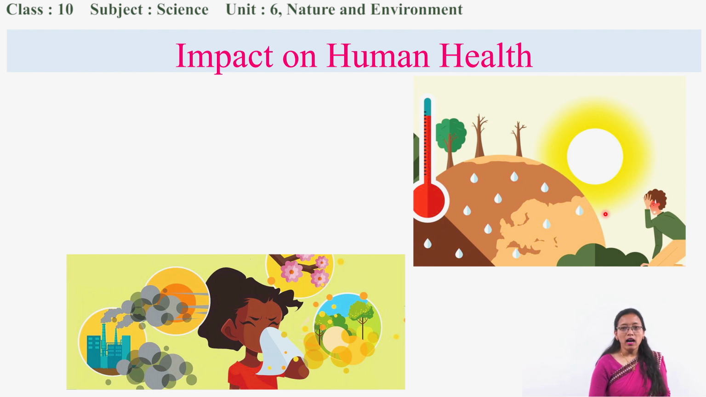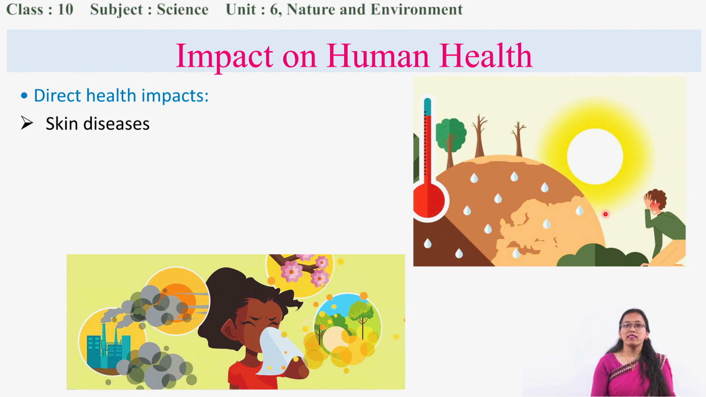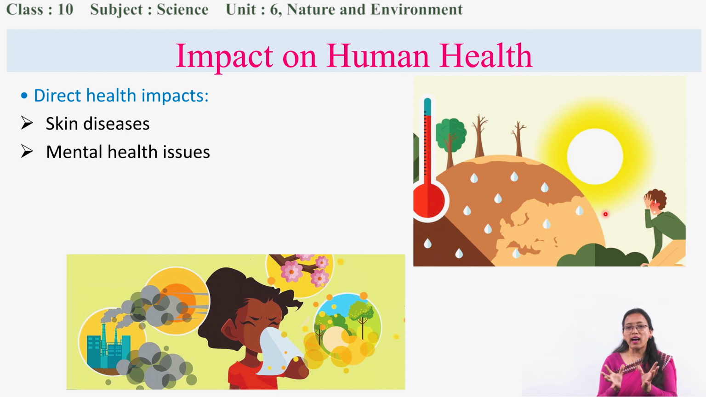And what are the direct impacts on health? We can see skin disease, red rashes on the skin. Sometimes skin cancers also occur because of this climate change effect. Mental health issues: when the climate changes, there are environmental changes. Due to that, people feel nausea and different mental hazards may occur. So these are the negative impacts on human health.